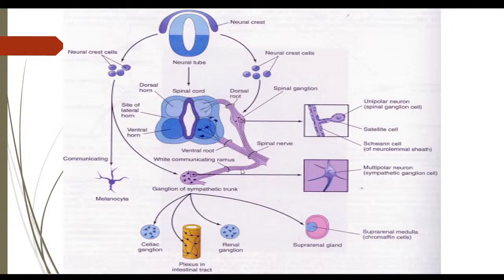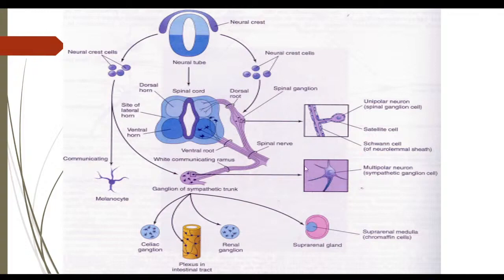On another side, it forms the sympathetic trunk, those ganglions of the celiac ganglion, renal ganglion, so extramural and intramural ganglia. For example, in the intestinal tract, ganglions occupy the wall of an organ. In this case, they are named intramural ganglions. One moment, this neural crest cell population can give rise to the formation of spinal nerves and skull nerves also.